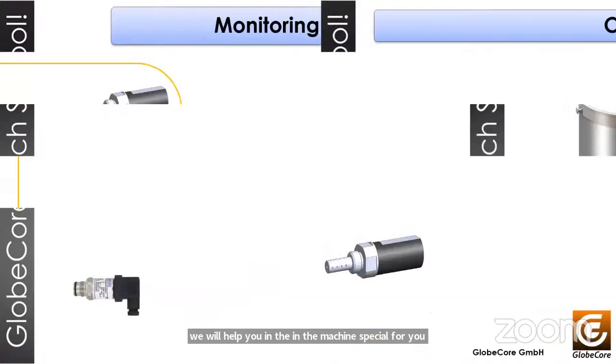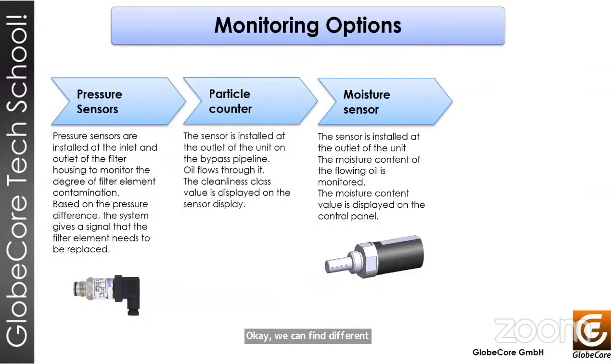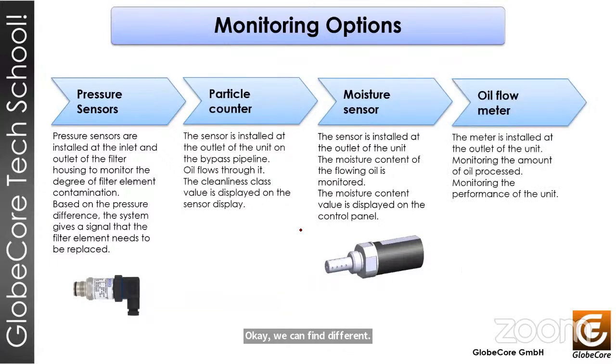Okay, we can find different options for monitoring. We have pressure sensors, we have particle counters, we have moisture sensors, and we have oil flow meters. Okay, right now I will stop the presentation for a while, and I will show you a video of one of our friends in GloveCore presenting one of the machines from our facility.